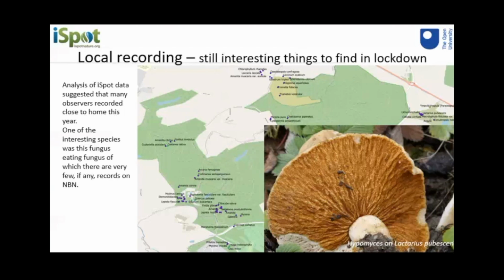It's not clear which species this is. All the Hypomyces on NBN are quite uncommon, except there's one that eats Boletus. Is this a new species to Britain? Is it not? Even in your local area, you can find these very interesting taxa, and it's not some tiny little thing you wouldn't spot. It is really easy to see. Okay, so I'll let Janice carry on.